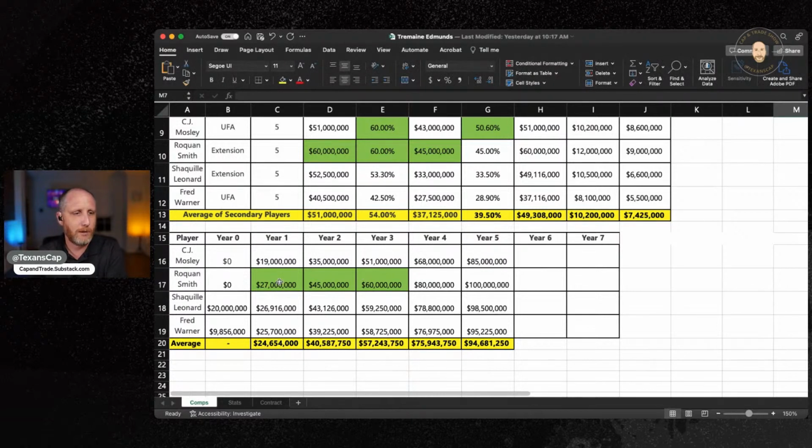All right, so we're looking at cash flows. Like I said, Baltimore always offers up very, very strong cash flows.